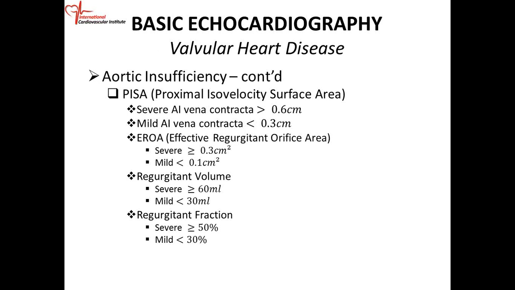And you have to know what is severe in these different parameters. For the vena contracta, anything greater than 0.6 centimeters is severe. If it's less than 0.3, it's mild. For the EROA, if it's greater than or equal to 0.3 centimeters squared, severe. If it's less than 0.1, it's mild. Regurgitant volume, if it's greater than 60 mLs, it's severe, and if it's less than 30 mLs, it's mild. And then regurgitant fraction, greater than or equal to 50% suggests severe, and less than 30% is mild.